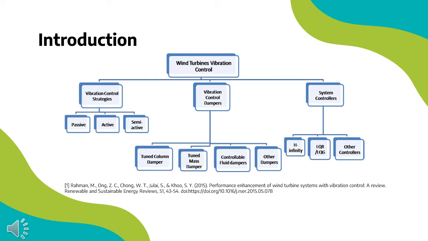Damping devices are generally used for energy dissipation. There are many types of damping devices that have been implemented for structural vibration control, but we will only be focusing on tuned mass dampers and tuned liquid dampers. Finally, system controllers play an important role to maximize the overall performance of the system.